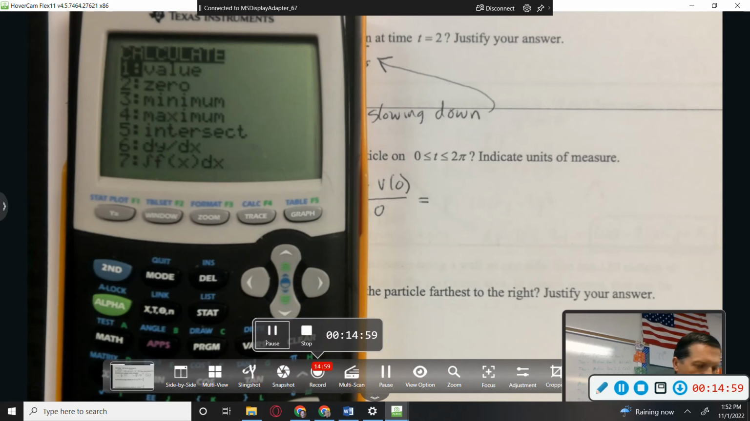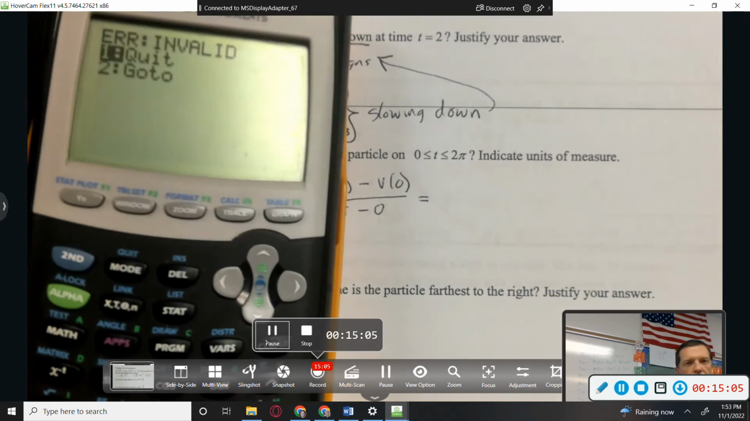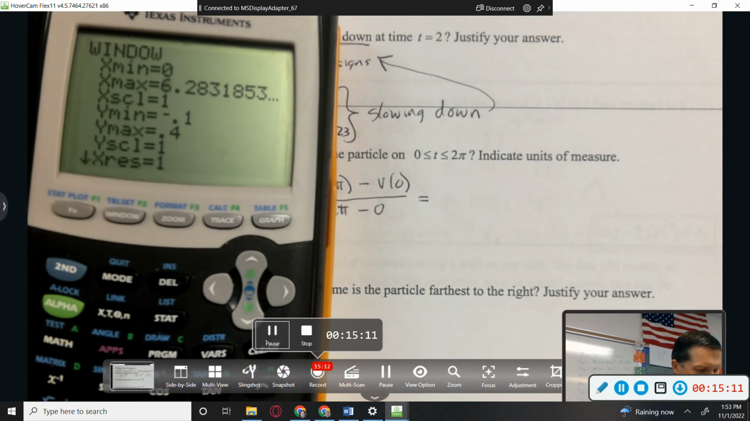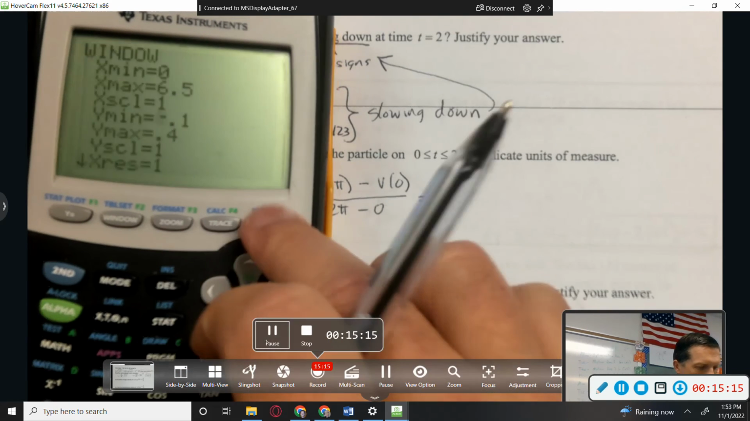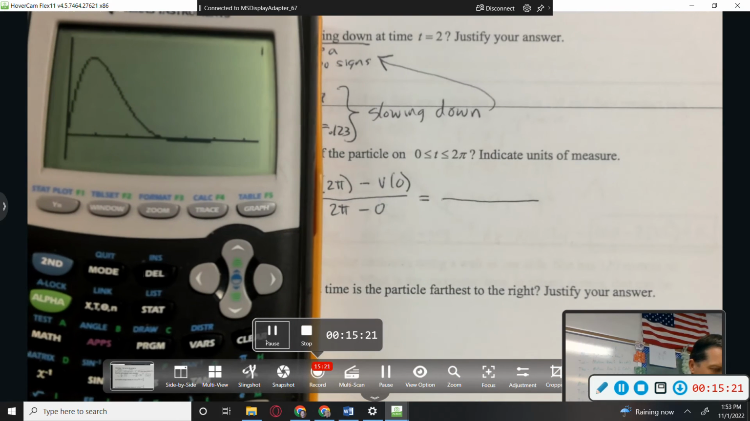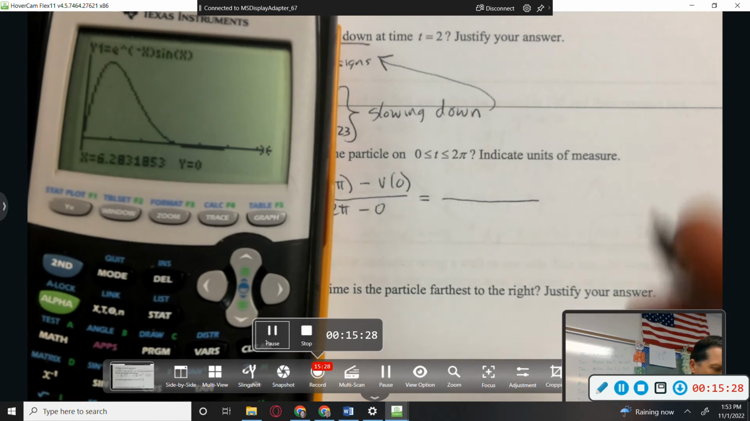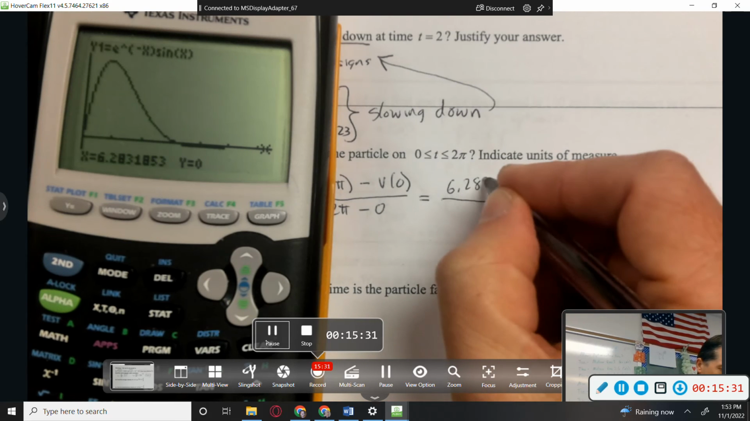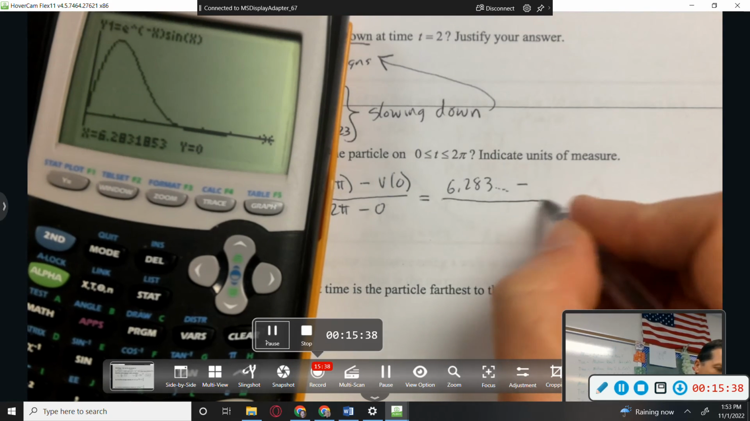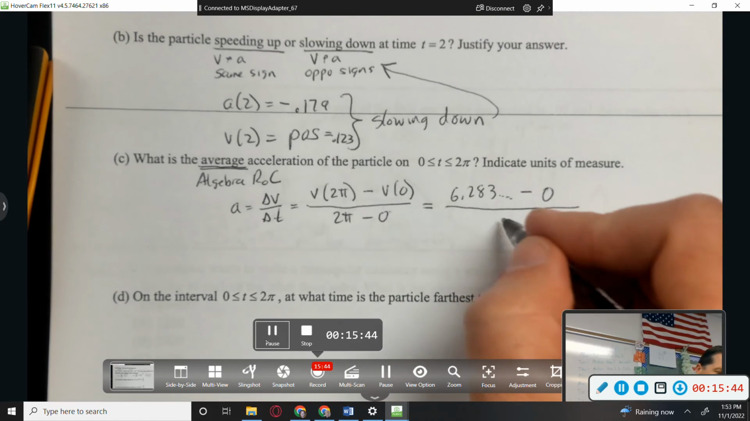You could use the calculator to find v of 2 pi. Why did that start sounding like a fire drill? Uh-oh. Why did it say v of 2 pi is not valid? I wonder if my window didn't quite go far enough. Second calc, value, 2 pi, there we go, 6.283... I want to make sure I get this accurate. V of 0, if I plug in 0, I'll get 0 over 2 pi.